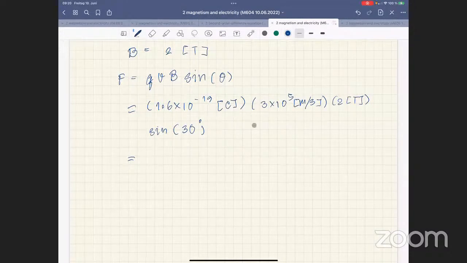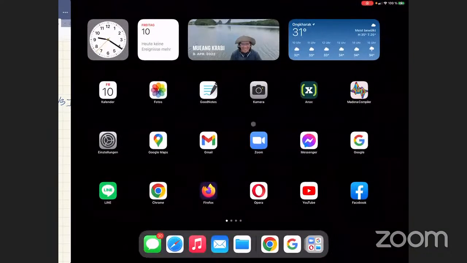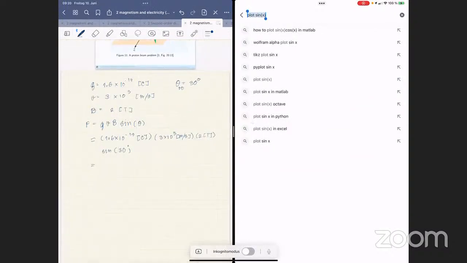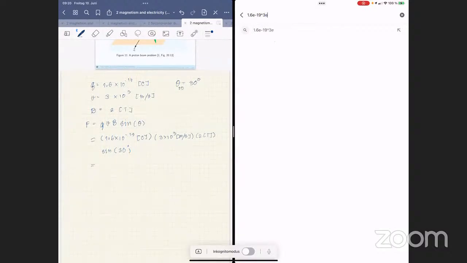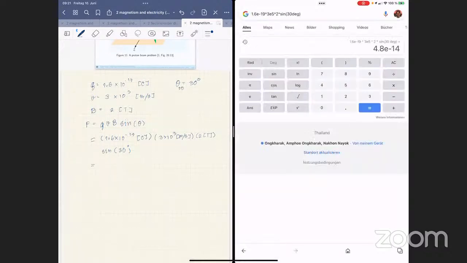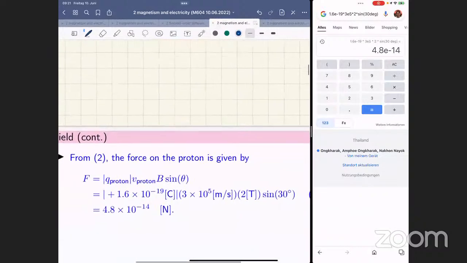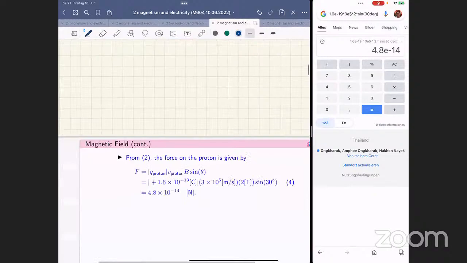After that you pass them to the calculator and get the result. Let me use the calculator: 1.6 e negative 19 times 3 e 5 times 2 times sine of 30 degrees. You get the result 4.8 e minus 14, which means we get the force as 4.8 times 10 to negative 14 newtons, approximately.